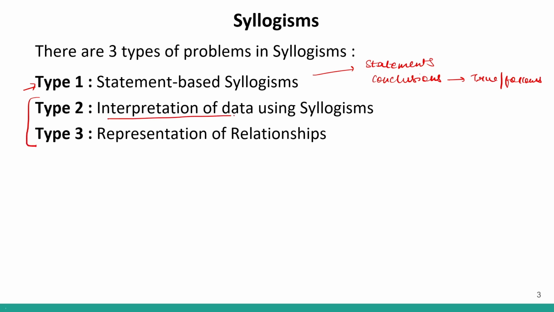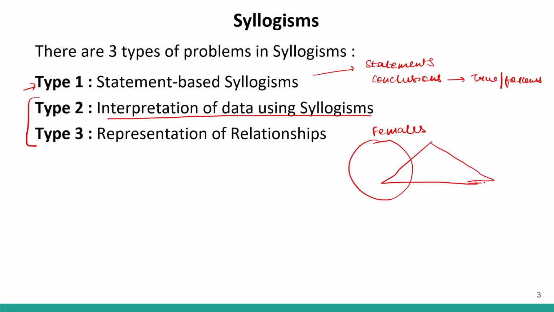Type 2 is interpretation of data using syllogisms. So what do you mean by that? For example, let's say this circle represents females. This triangle represents married people. And let's say this rectangle represents singers. Certain data is given. Let's say this is 3, this is 4, this is 5, this is 6, this is 7, and this is 8.